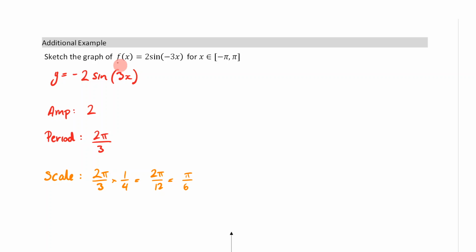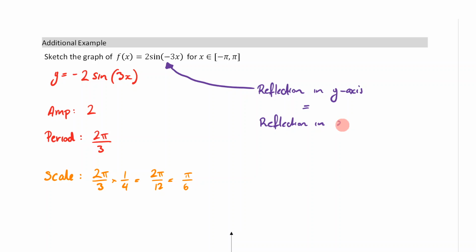Okay, having now figured out all those important points, we're going to come to sketch this. But what we need to remember is that I've got this negative. So there is a reflection taking place. And remember, for a sine graph, a reflection in the y-axis looks the same as a reflection in the x-axis. So we're just reflecting in the x-axis.